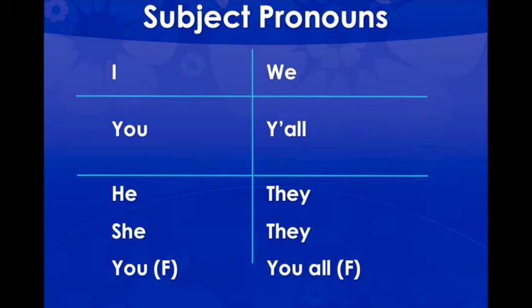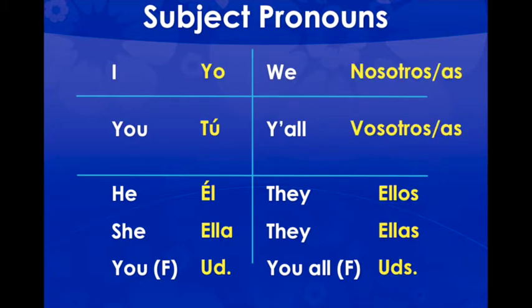In Spanish, what they are going to do is translate a little bit to yo, tú, él, ella, usted, nosotros, or nosotras if it's all women, vosotros or vosotras if it's all women, and then ellos, ellas, and ustedes. You're going to see that you have the formal you, usted and ustedes, meaning you all. Vosotros is used just in Spain.